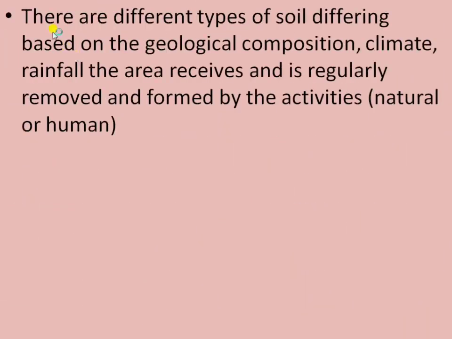Next is, there are different types of soil differing based on the geological composition, that is climate or rainfall, the area that received how much rainfall, and is regularly removed and formed by some activities, that is natural activities or human activities. And one more thing, the soil takes thousands and sometimes millions of years to form. Okay, and you know that it is formed by the weathering of the rocks, by the action of the winds, water and the climate. So it's composed of minerals and partially decomposed organic matter.